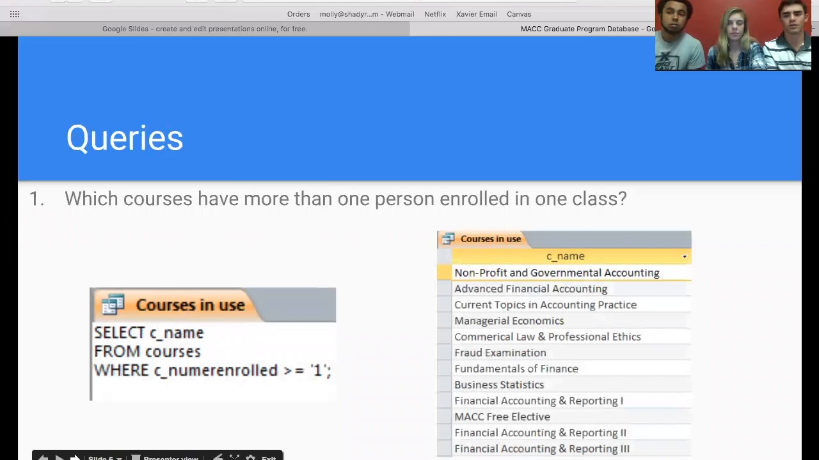Here are some of the queries we ran in order to answer Dr. Maslak's questions about the data model.